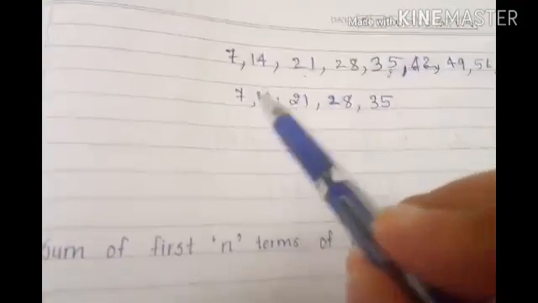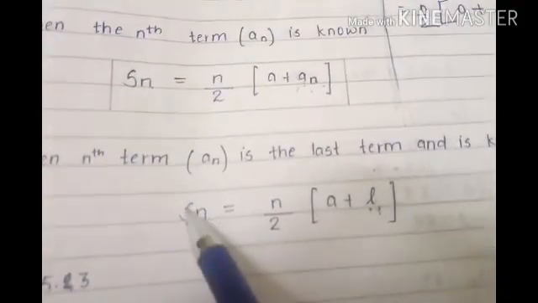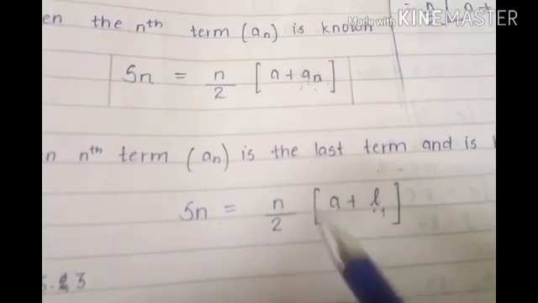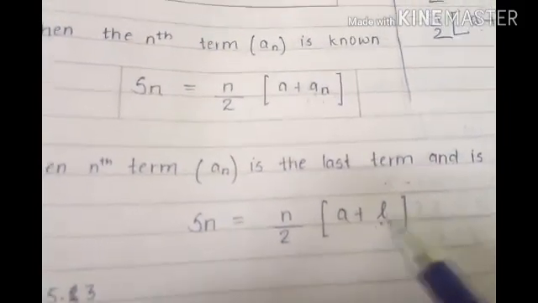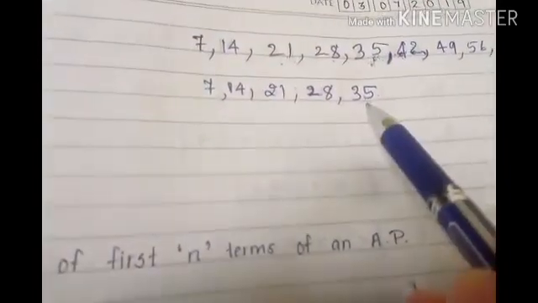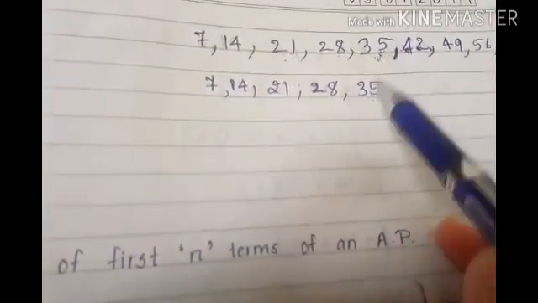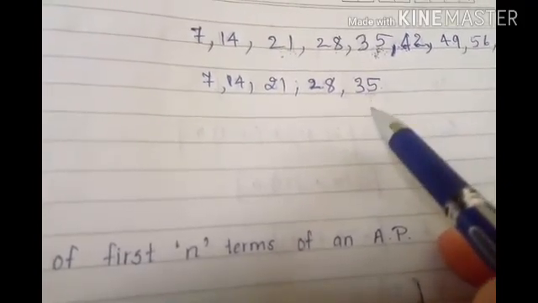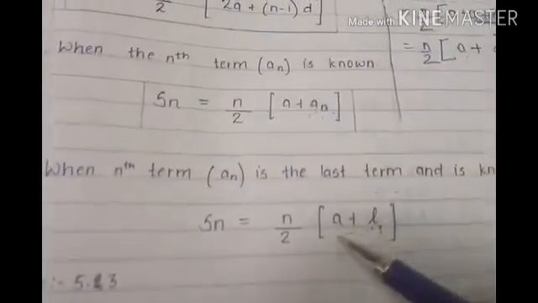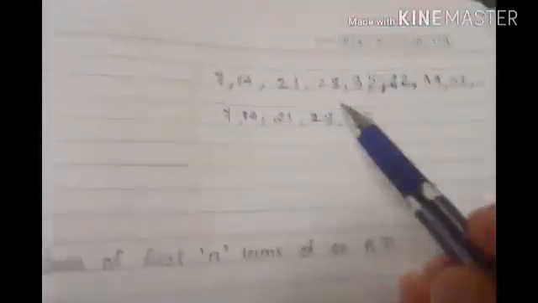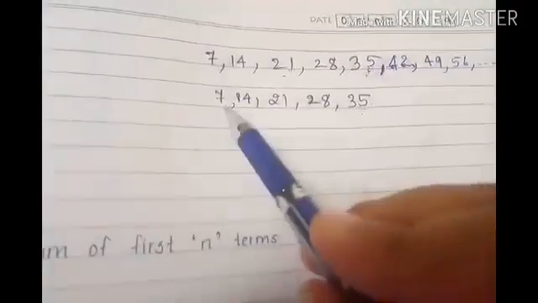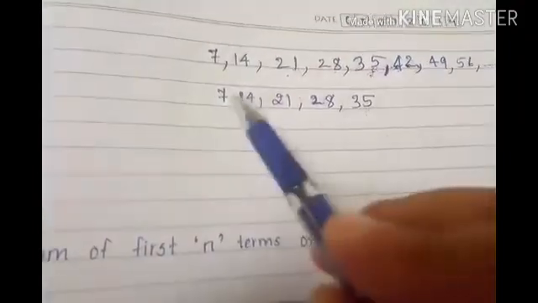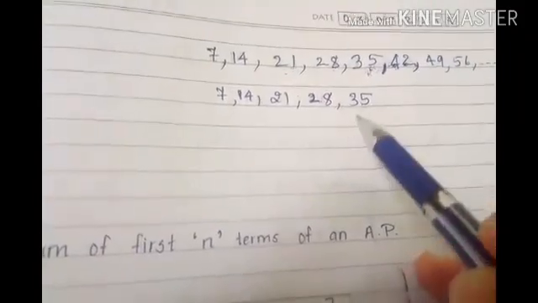Now let's consider this AP for the other formula. Here also we will use S5 is equal to 5 upon 2 (a plus l). l is what? Last term. Is this the last term here? No, but in this AP 35 is the last term, so we have represented this as l. Hence, instead of an we have used the formula a plus l, because in this AP l is the last term and it has only 5 terms. So 1, 2, 3, 4, 5, so n is equal to 5.